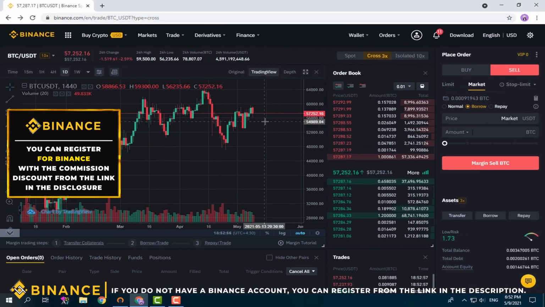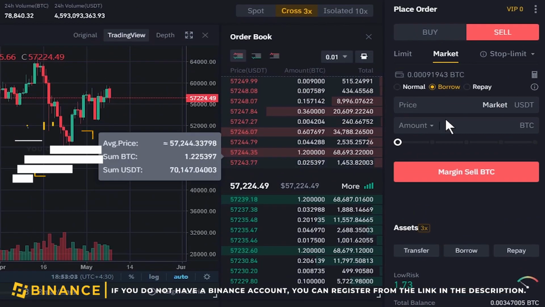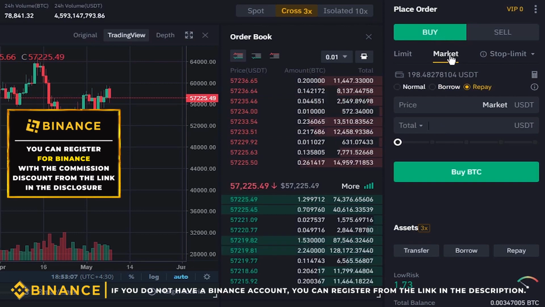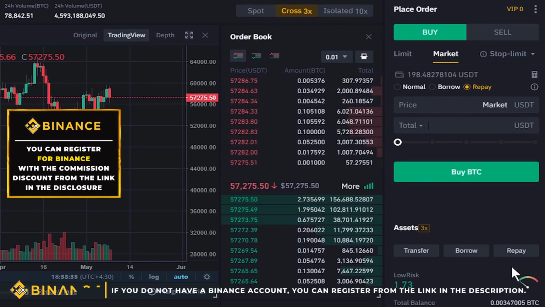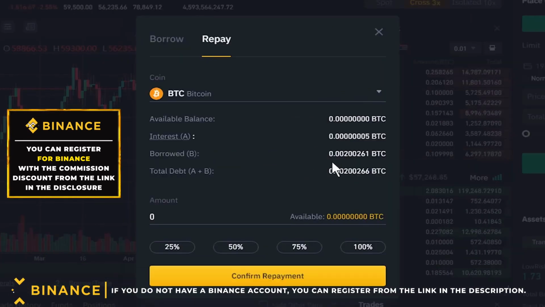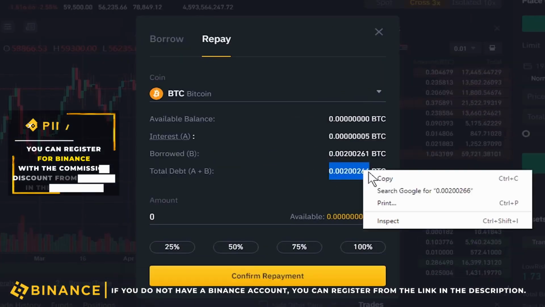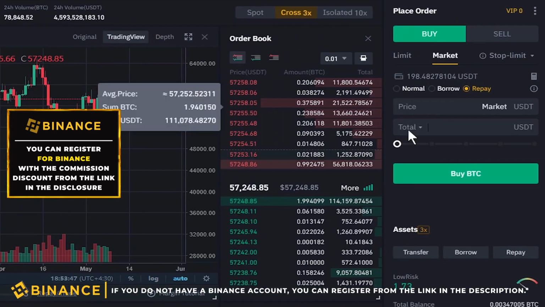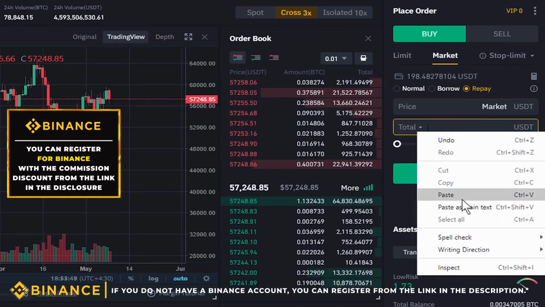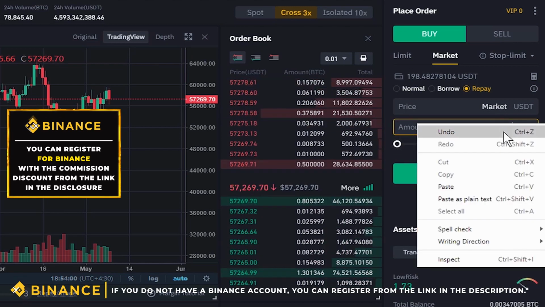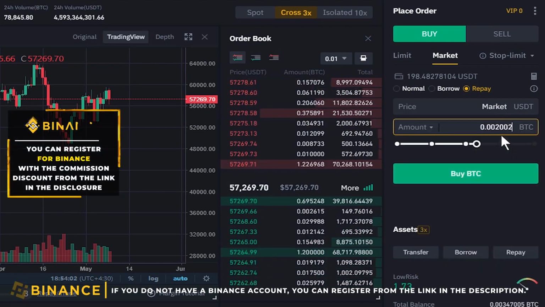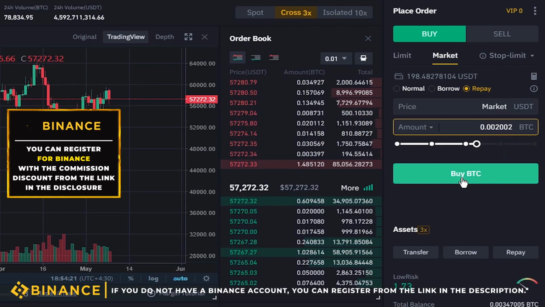Now consider that Bitcoin price declined and we want to buy BTC and repay our debt. So we go to buy tab, market order is selected, we select repay, and for the amount to buy, I click on repay again. I just copy this amount and paste it here. As in terms of USDT, I change it to amount and again paste it. Yes, it's correct now. I click on buy BTC.